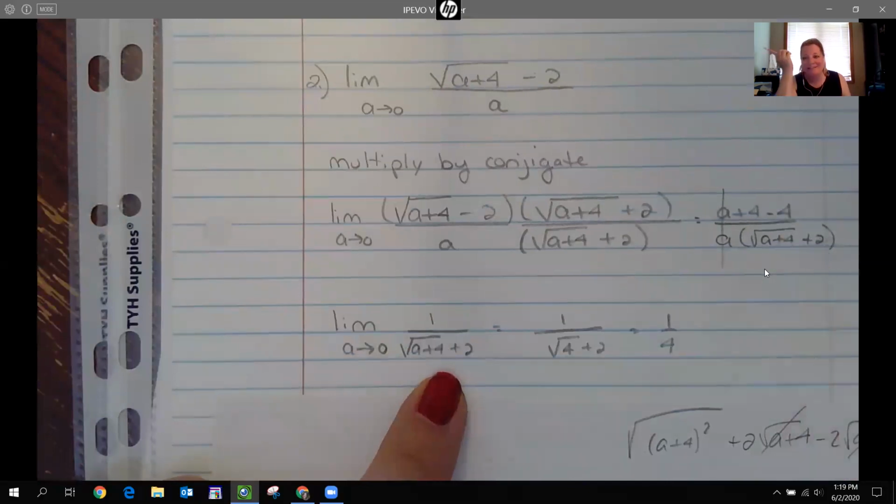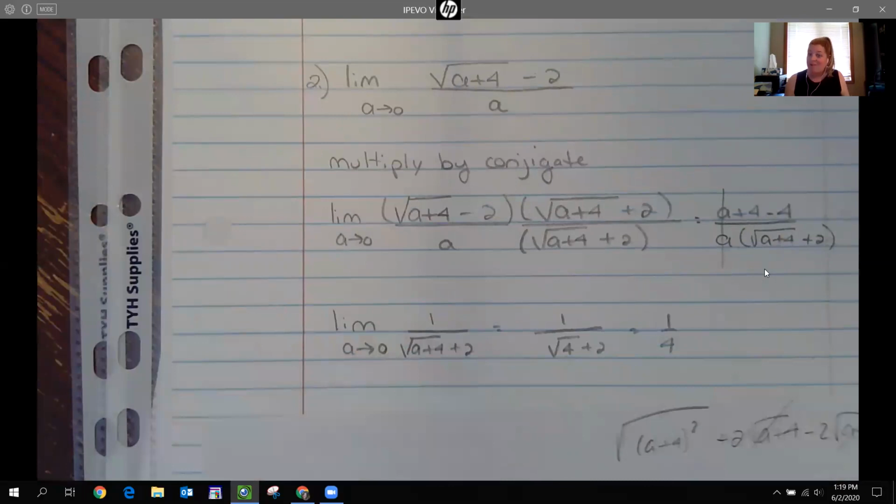And you could do it a little different than me and still get the answer. So this is written very different. And now if I put in the 0, I don't get 0 over 0. I get 1/4, which is amazing and gives me an answer. The conjugate ones are by far the hardest.